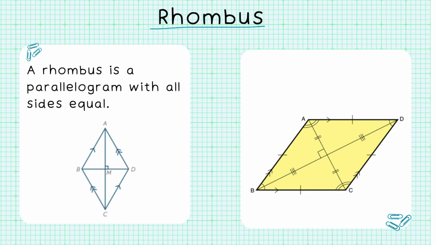What is unique about the rhombus? Well, it contains a pair of adjacent sides which are equal.